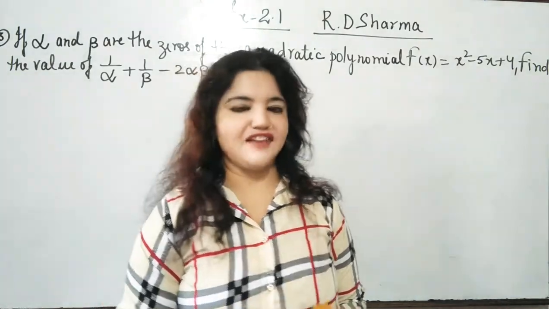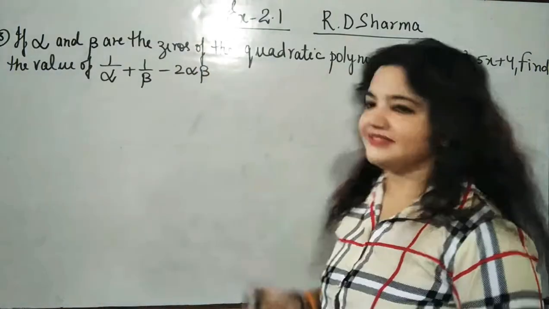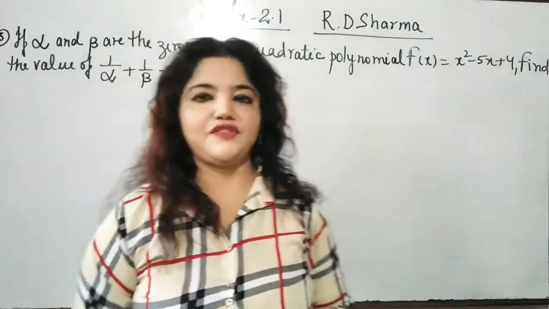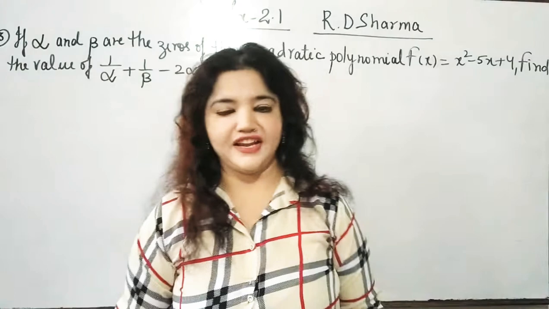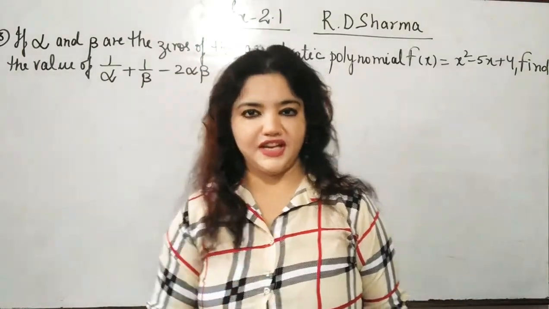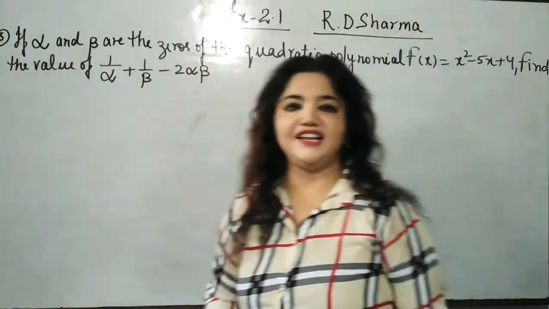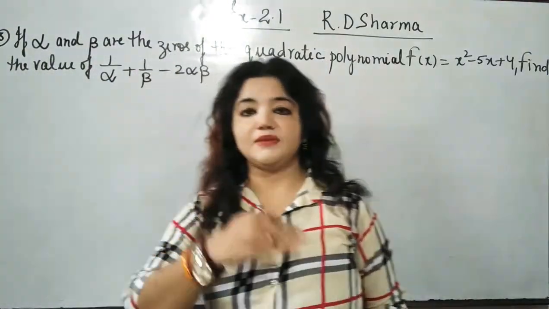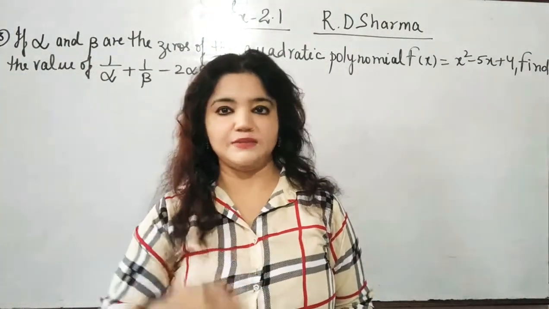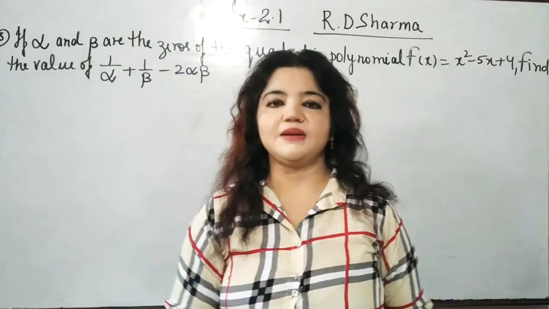Today we have exercise 2.1, sum number 3. We are going to solve sum number 3, and the writer is R.D. Sharma. So today we are on sum number 3. Okay, so what is this sum number 3?